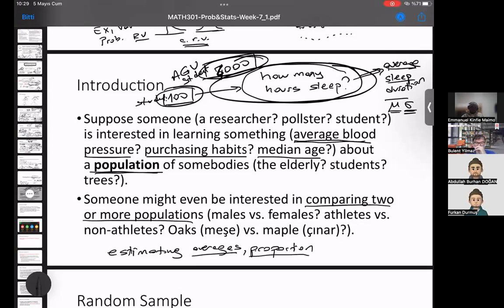We may be interested in averages or means. We may be interested in comparison of these proportions or averages. So these are the things that we will be discussing in this part of the course. And we will have data points. We will try to find out the appropriate random sample, and then come up with an average sleep duration.